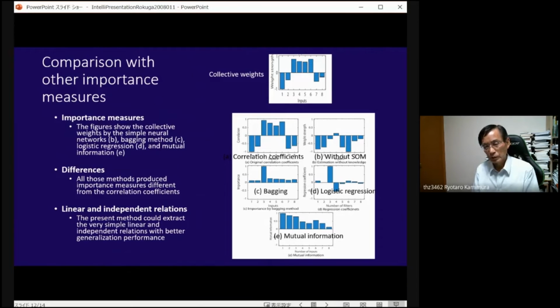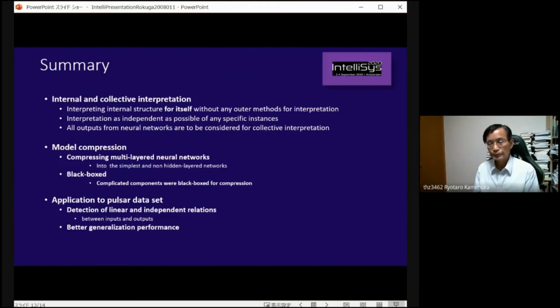This is a comparison with other importance measures. The figures show the corrective weight by the simple neural network B, bagging method C, logistic regression D, and mutual information E. All those methods produce importance measures different from the correlation coefficient. That means the present method could extract a very simple linear and independent relation with better generalization performance.